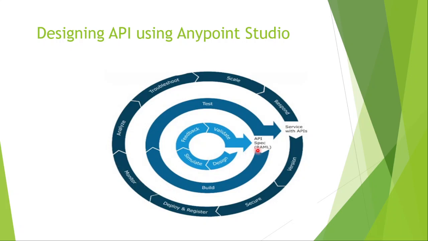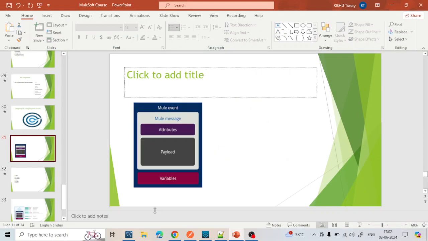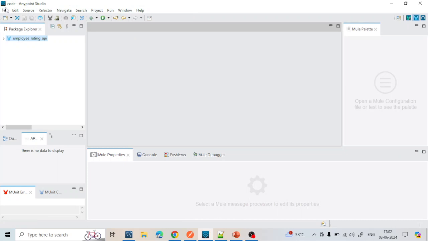So more of the series will be on this area. In this lecture I am going to introduce a few things. Let me first create a message flow. Let's go to Anypoint Studio. This is the example that we have used earlier, but for now I am going to create everything from scratch.